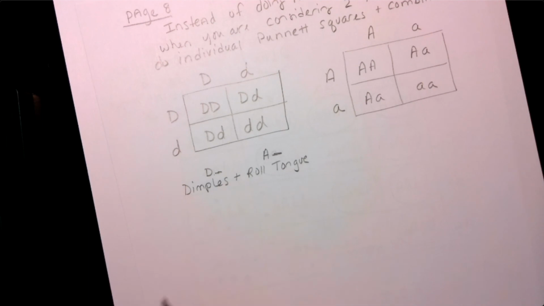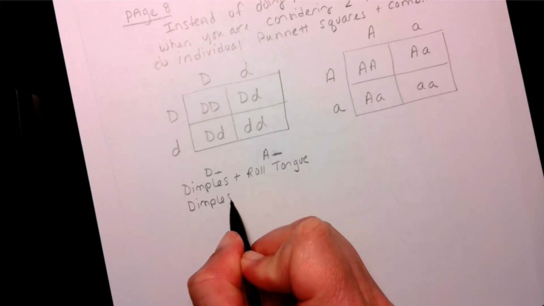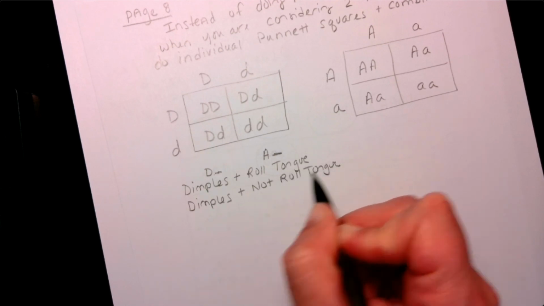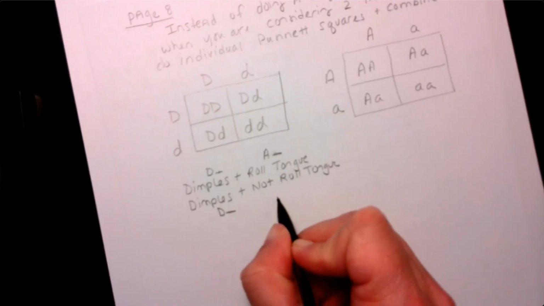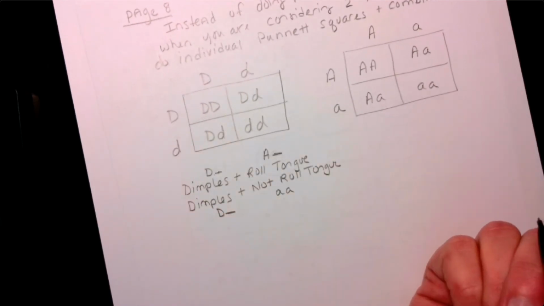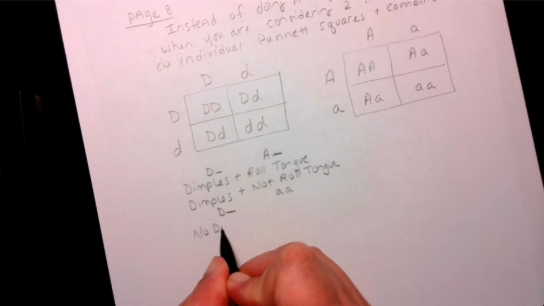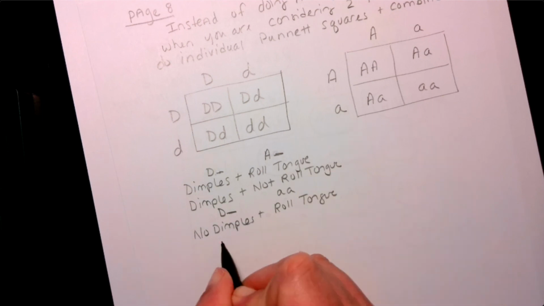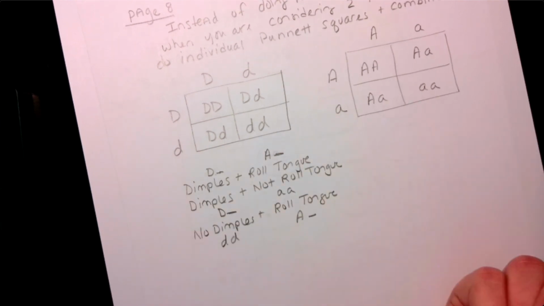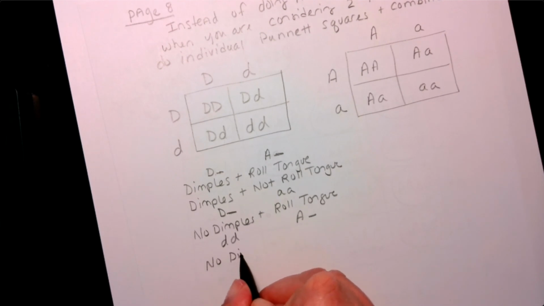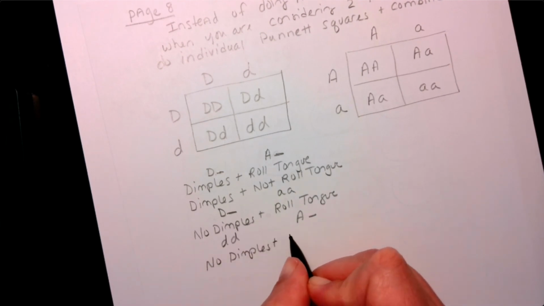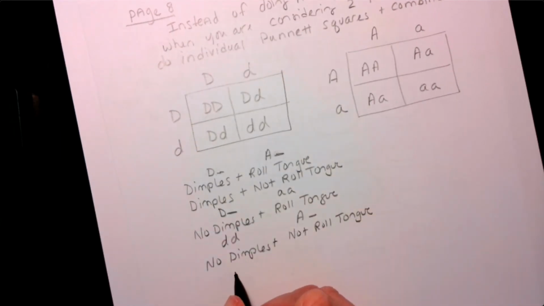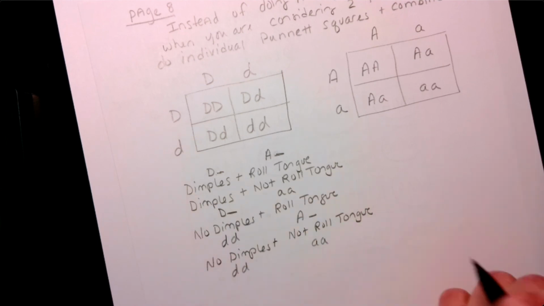Okay, so dimples and rolling your tongue, we said was that. We could also have dimples and not roll the tongue. And we said that would be big D and then two little A's. All right, we said you could have no dimples and roll the tongue. That would be two little D's like that. Or you could have no dimples and not be able to roll your tongue. And that would be two little D's and two little A's. Now, that's what we came up with as our possible different phenotypes.